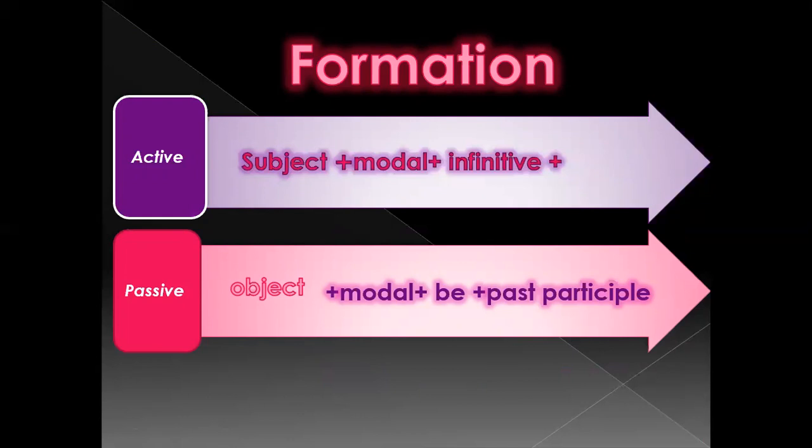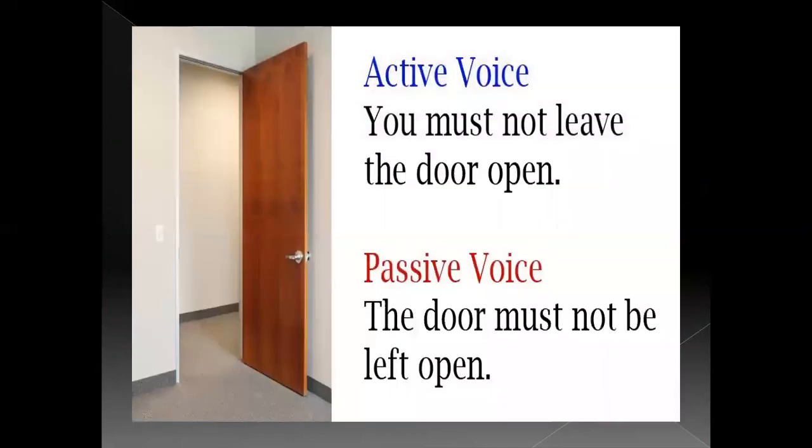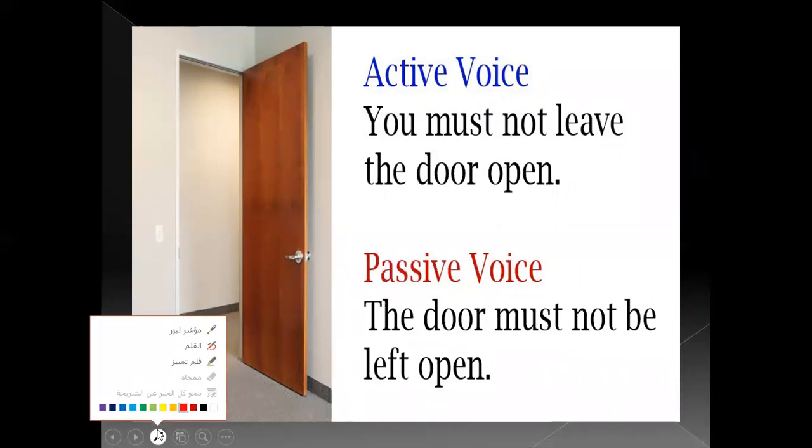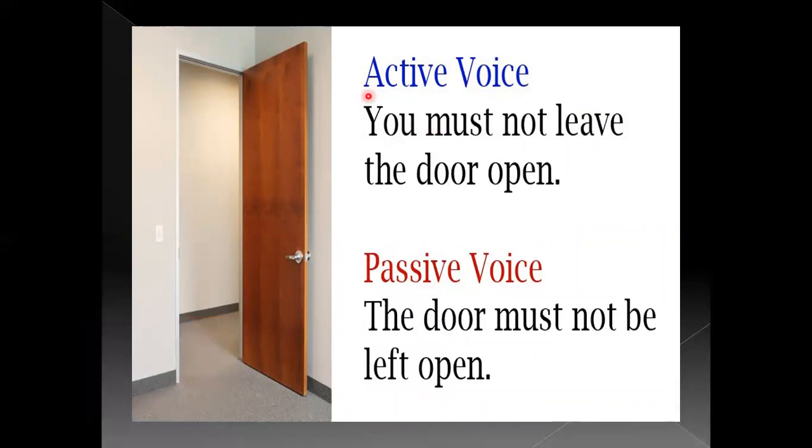Okay? Now, I have this example. I am going to give you the active voice sentence and how we can change it into passive. When we say, you mustn't leave the door open. Again, you mustn't leave the door open. Here, you is the subject of the active sentence. Mustn't is a modal in negative form. Leave is the base form of the verb, or what we call the infinitive form of the verb. The door is the object.